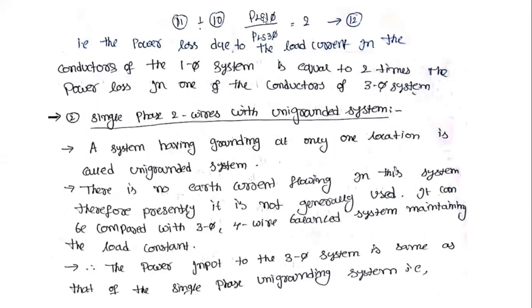For the uni-grounded system, the power loss single phase is equal to 6 times the power loss for the three phase system, and for the ungrounded system, the power loss single phase is equal to 2 times the power loss for the three phase system. This is the derivation for the single phase two-wire system with ungrounded, uni-grounded and multi-grounded system, voltage and power loss calculations, and the relation between the single phase and the three-phase system voltages and power losses.